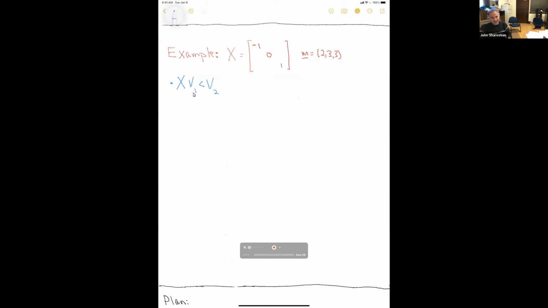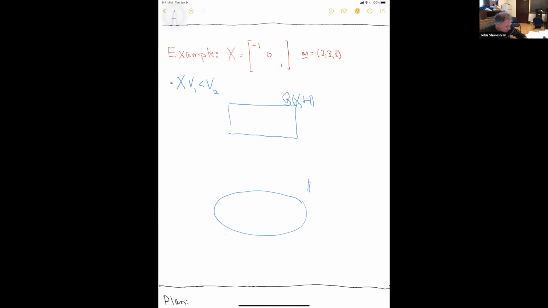So I'm looking at all flags, a 1 space and a 2 space in C3, such that when I apply this matrix X to the 1 space, I stay inside the 2 space. I'd like to just draw a schematic. This case, we can just handle barehanded and understand. So here's the Hessenberg variety, and here is P2.